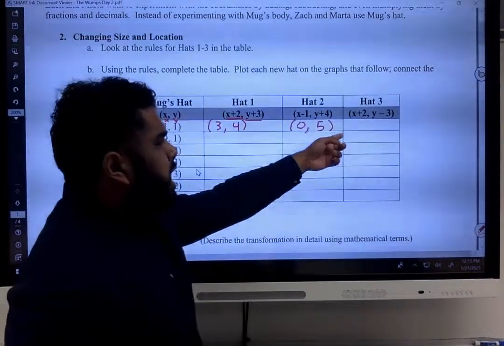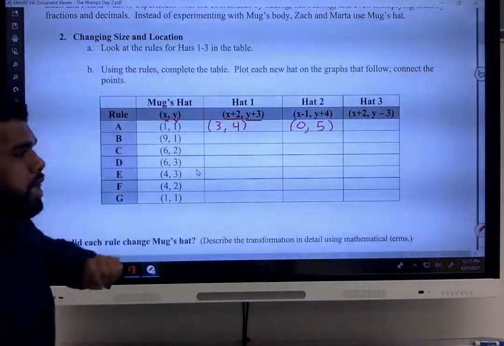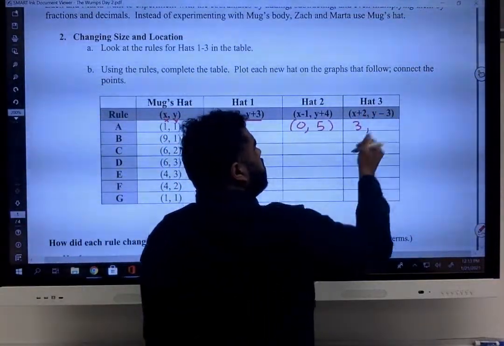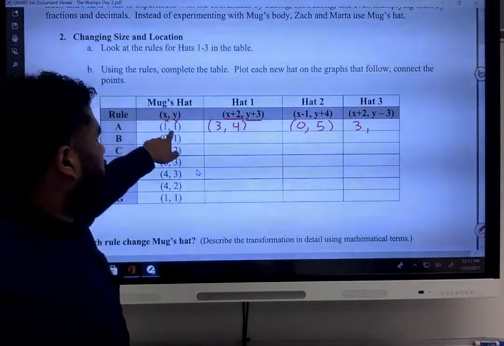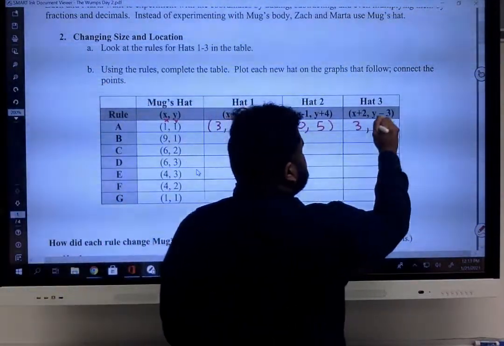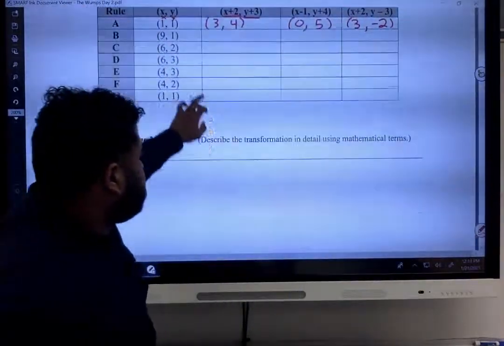And then this last one, x plus 2, so whatever my x value is right here, which is 1, I'm going to add 2. So 1 plus 2 is 3. Over here, 1 minus 3, right? 1 minus 3 will end up as a negative 2. Okay? So that's all you're doing for this, okay?